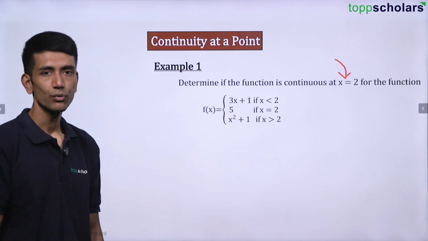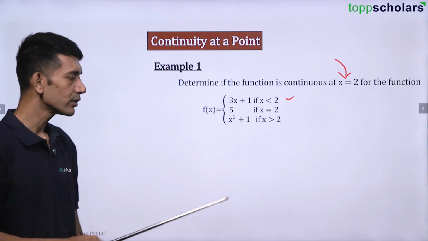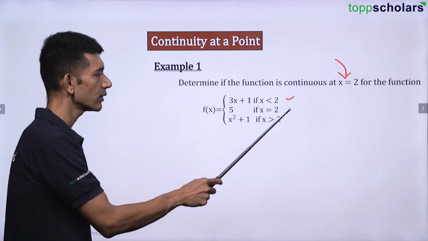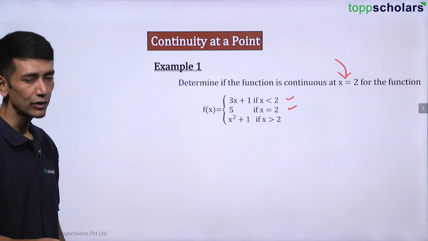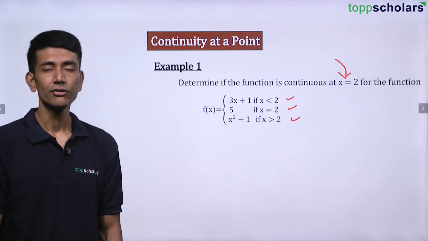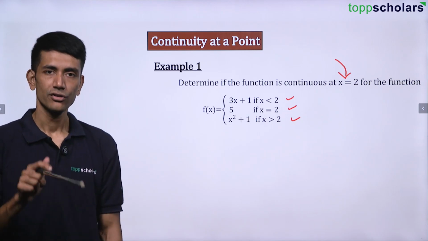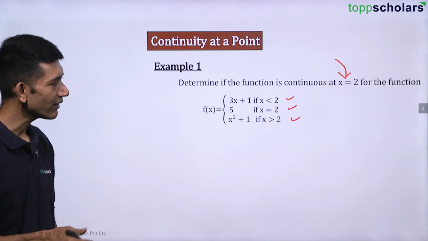So if you see, this is a piecewise function. It says f(x) is 3x plus 1 when x is less than 2. The function is equal to 5 at 2, the value of the function I mean, and f(x) is equal to x squared plus 1 when x is greater than 2. I hope this part is clear to all of you. So this is the question, and how to identify where to check the continuity.